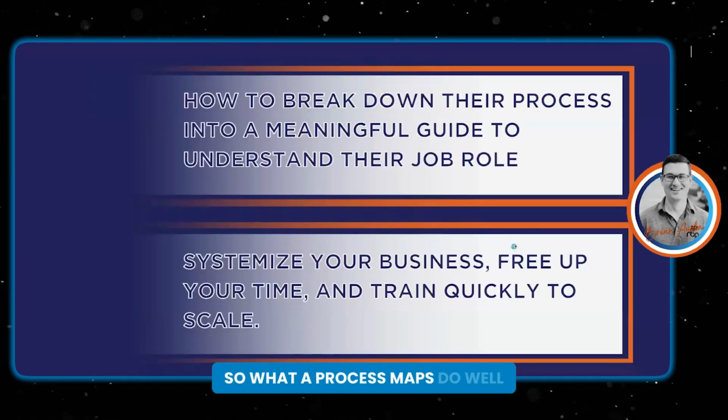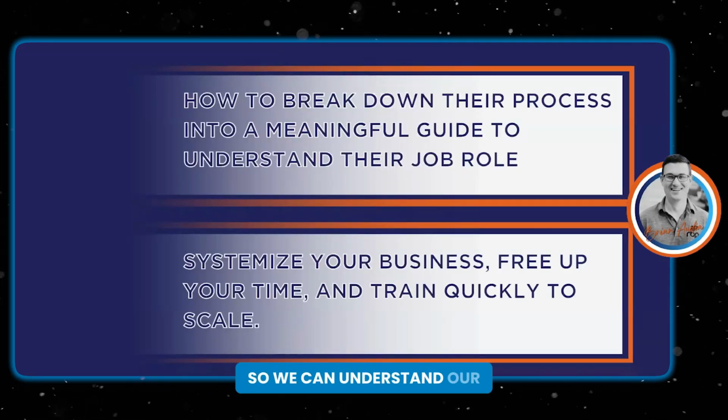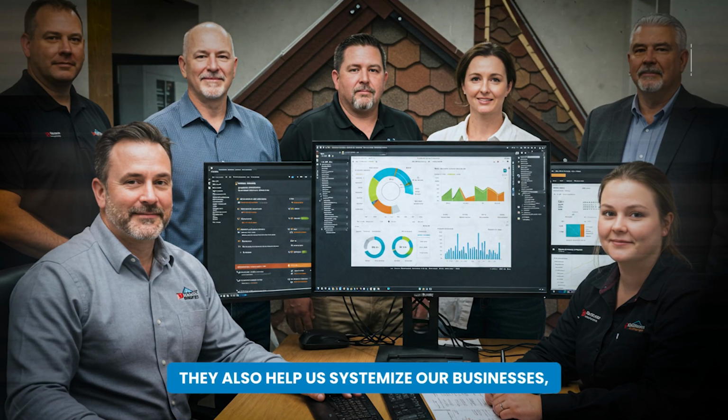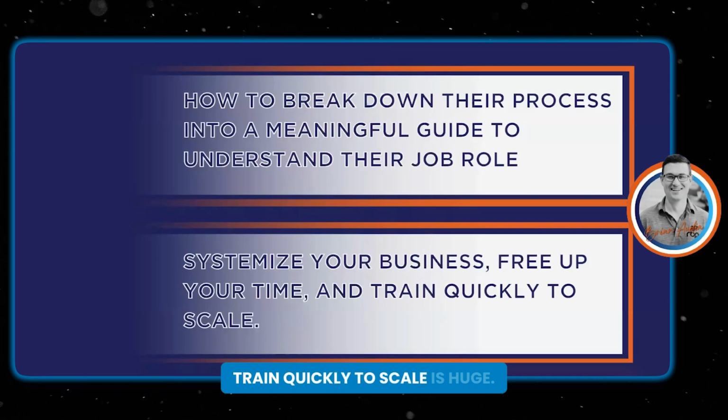So what do process maps do? Well, they're a how-to on how to break down our process into meaningful guides so we can understand our job role. They also help us systemize our businesses, freeing up our time as owners, and we can train quickly to scale. Train quickly to scale is huge.